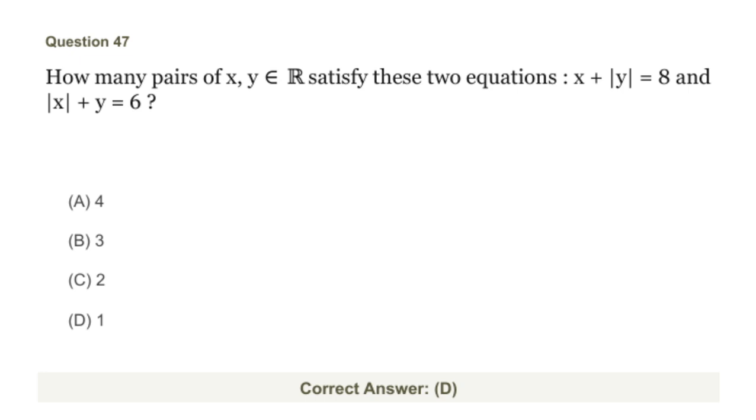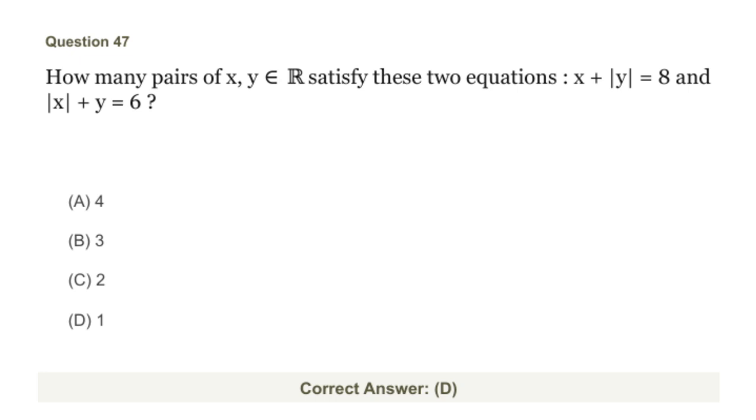By analyzing each case separately, such as x greater or equal to 0, y greater or equal to 0, x greater or equal to 0, y less than 0, and so on, we can find the solutions in each region. Combining all these cases will give us the total number of solutions that satisfy both equations simultaneously.